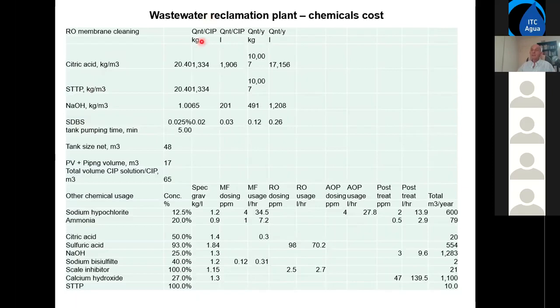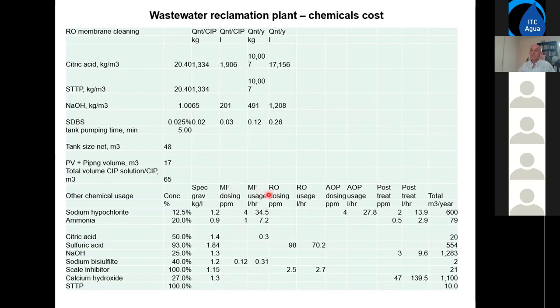So we do all this calculation of the quantity of chemicals per CIP, kilograms per liter, and this is for the CIP, and then the other chemicals we can use for the operation. So we have the concentration, we have specific gravity, and dosing in liters per hour, based on the dosing rate, concentration, and specific gravity or density.